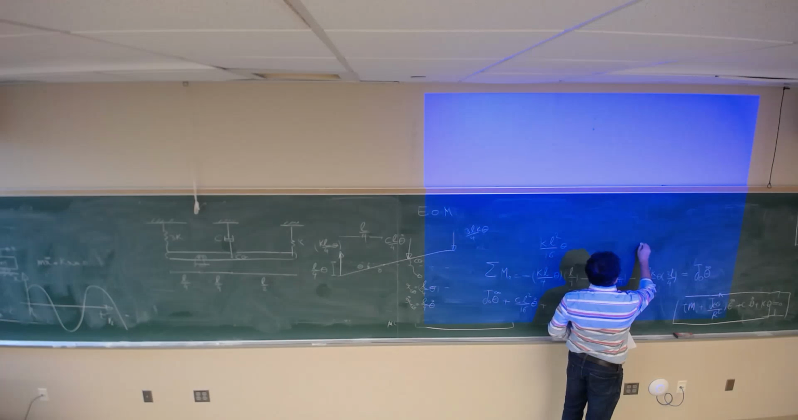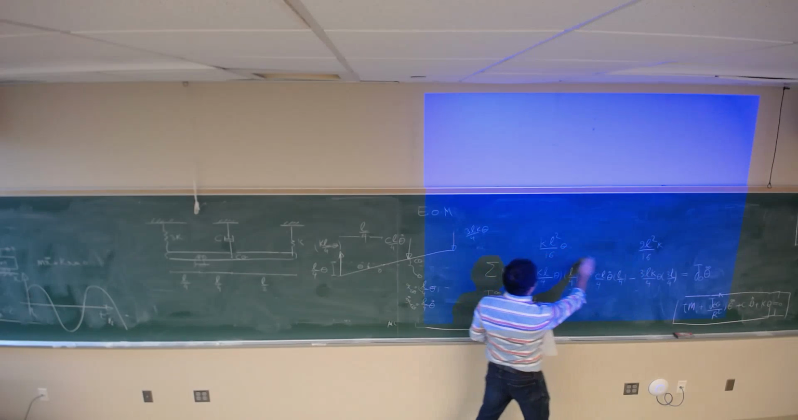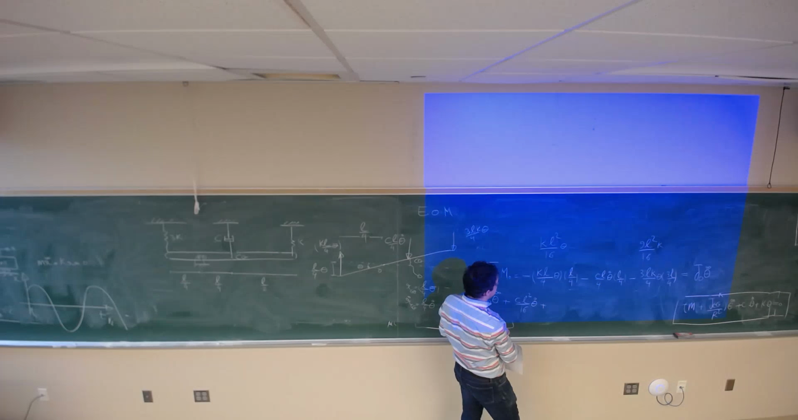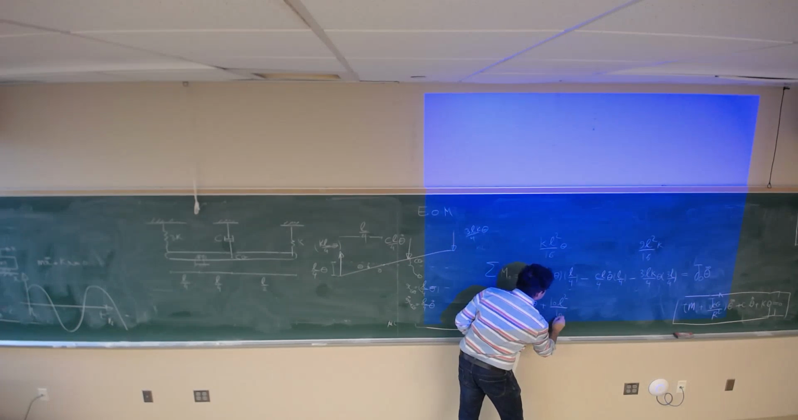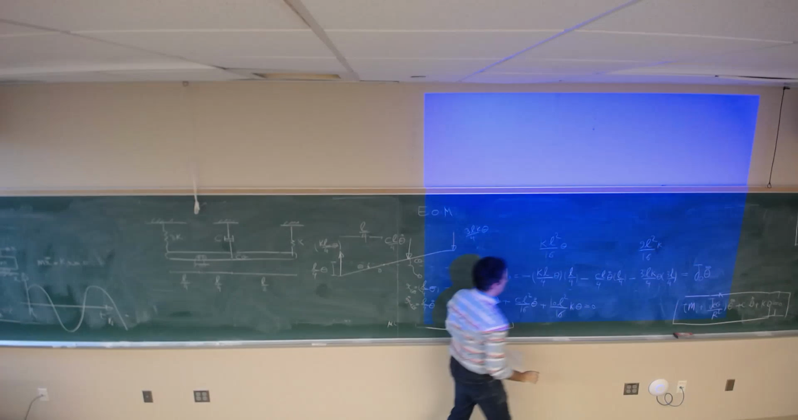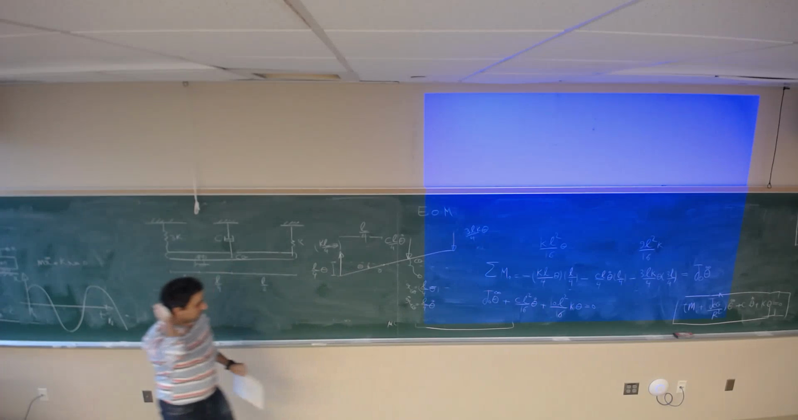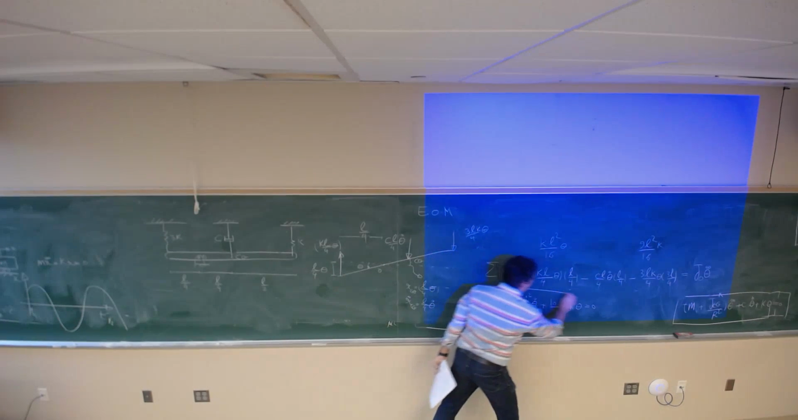Right here I'm getting 9 L squared divided by 16 K. 9 here, 1 term here, 10. 10 L squared divided by 16 K theta equals 0. This is going to be the equation of motion.